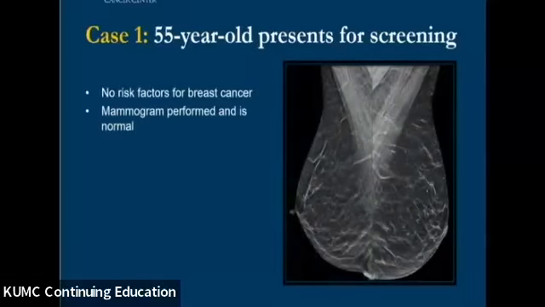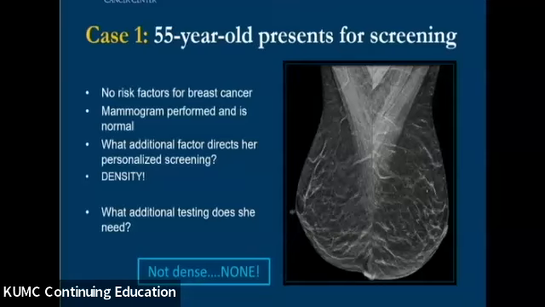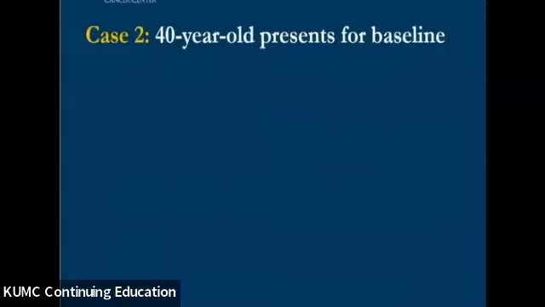So our first case is a 55-year-old who presents for screening. She has no risk factors for breast cancer other than being female. And here's her mammogram. It's performed and it's read out as normal. So what other additional factor directs this patient's personalized screening? So in this case, the only other thing we need to look at is her density. So any additional testing recommended for this patient? And the answer is no, she's not dense. Recommendation is return to annual screening in 1 year.